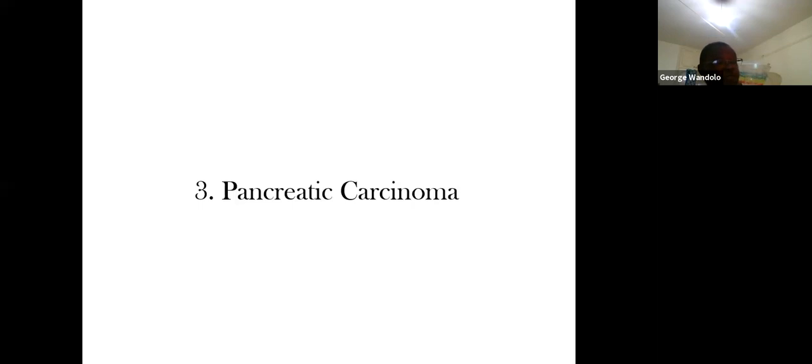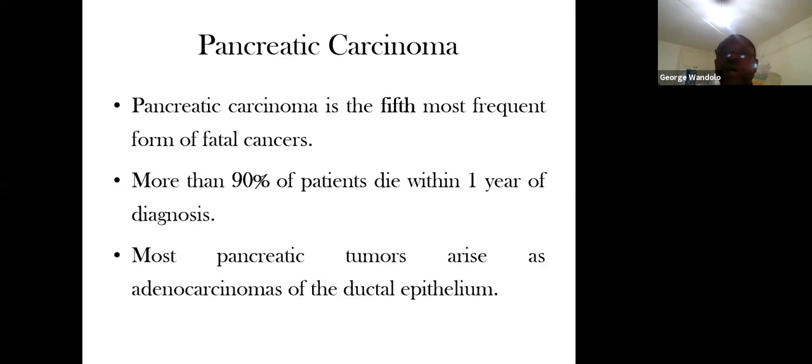Pancreatic carcinoma. Pancreatic carcinoma is the fifth most frequent form of fatal cancers. It's one cancer that once you have it, you have got no way out. More than 90% of patients die within 1 year of diagnosis. Most of these pancreatic tumors are adenocarcinomas, and the adenocarcinomas are of the duct epithelium.